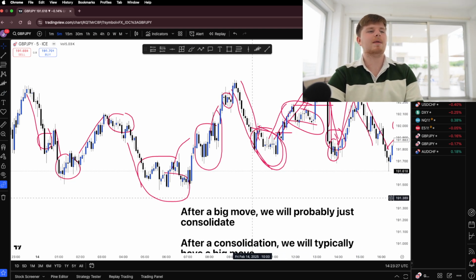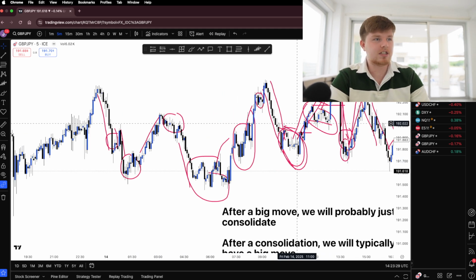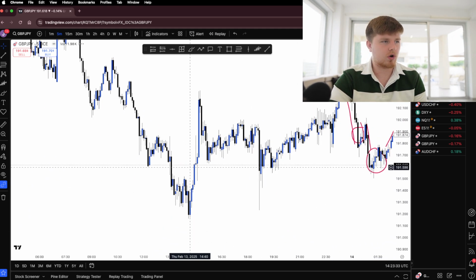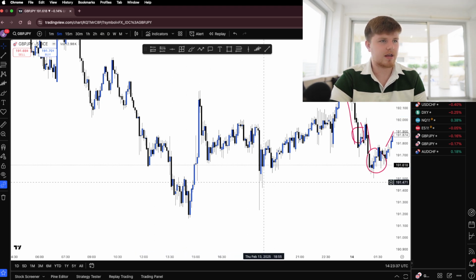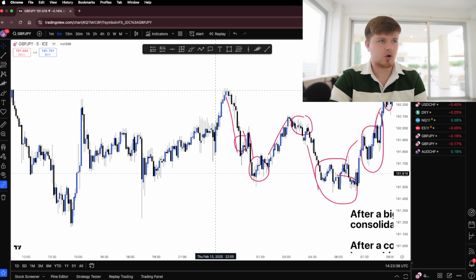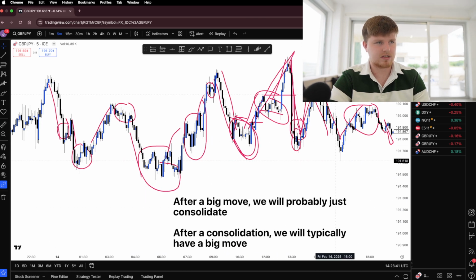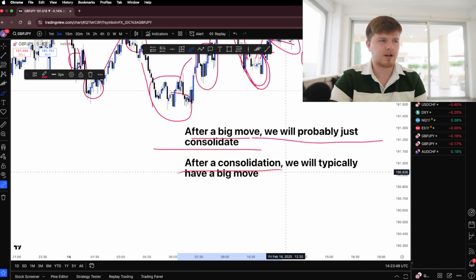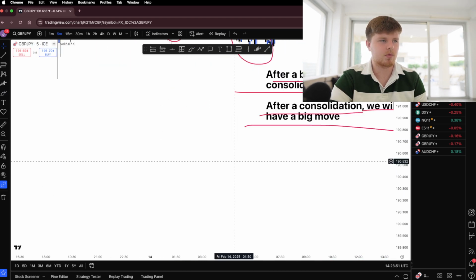So after a big move, as you can see, and this is literally just on Friday, we can go back further and see it more. We push all the way down here. We have a nice consolidation, push up, consolidate a little bit here too, push up, push down, consolidate, and just go into this cycle again. After a big move, you can backtest this if you don't believe me, we will probably just consolidate. After a consolidation, we will typically have a big move.